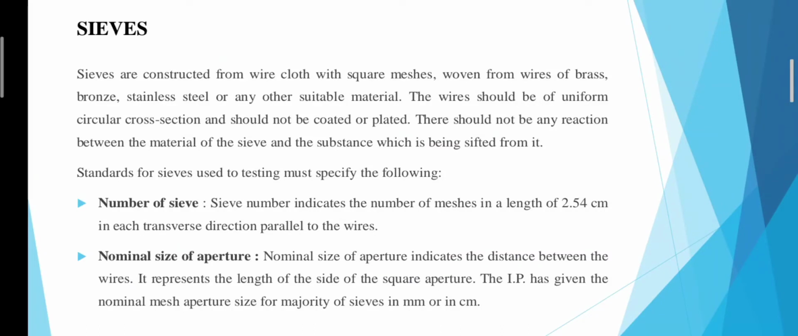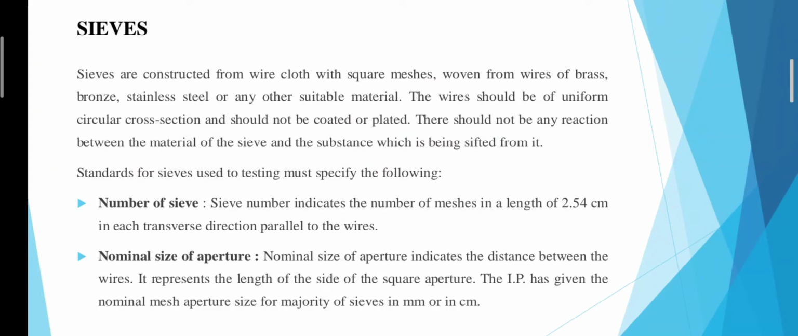Sieves are constructed from wire cloth with square meshes woven from wires of brass, bronze, stainless steel, or any other suitable material. The wires should be of uniform circular cross section and should not be coated or plated. There should not be any reaction between the material of the sieve and the substance which is being sifted from it. Sieves, in simple language, I say sifting like a chimney. That means sieves. There are different types of sieves according to their sizes.